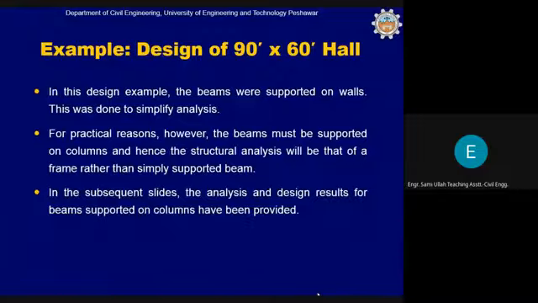You know that this was a big hall. 60 by 90 feet is a big hall, okay? And such halls are usually designed for gymnasium and for wedding halls, maybe sometimes a mosque or things like this. And such big halls should not ideally be supported on walls, because of the weight of the slab and the beams. You can see that the beam is 60 inch deep.